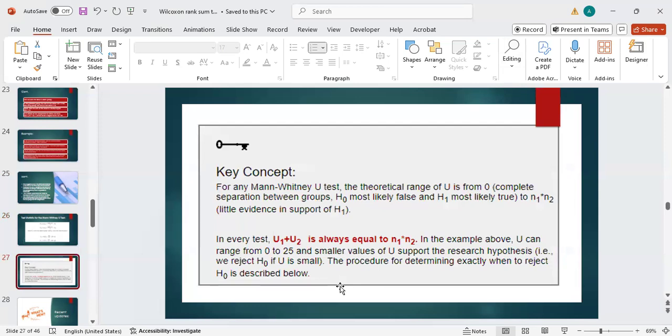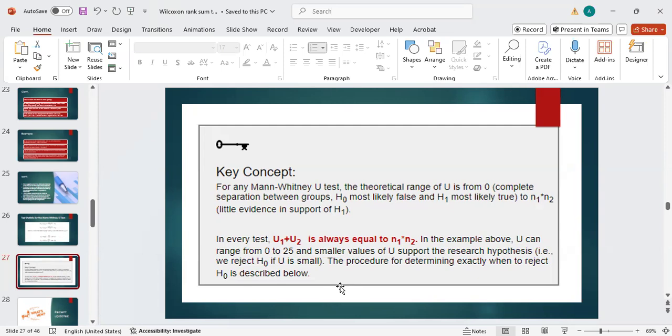Key concept. For the Mann-Whitney U test, the theoretical range of U is from 0, complete separation between groups, where the null hypothesis is most likely false and the alternative most likely true, to N1 times N2, too little evidence in support of the alternative hypothesis. In every test, U1 plus U2 is always equal to N1 times N2. In the sample above, U can range from 0 to 25. Smaller values of U support the research hypothesis, that is, we reject the null hypothesis if U is small.